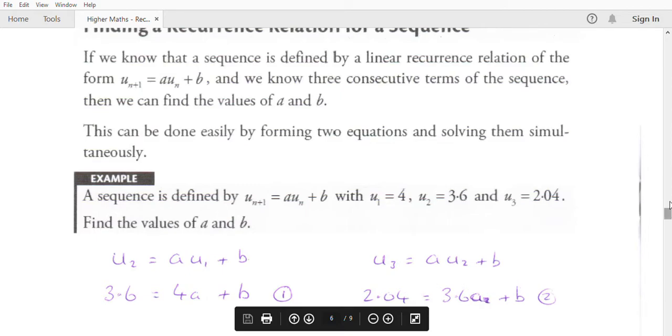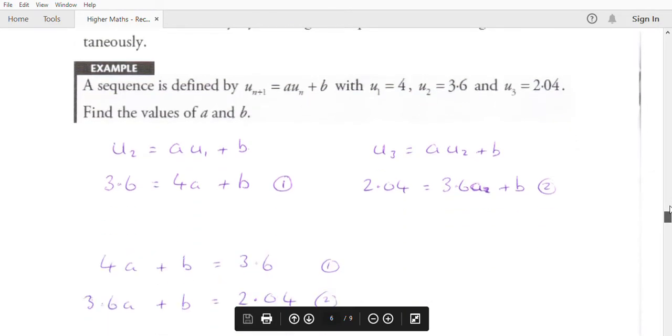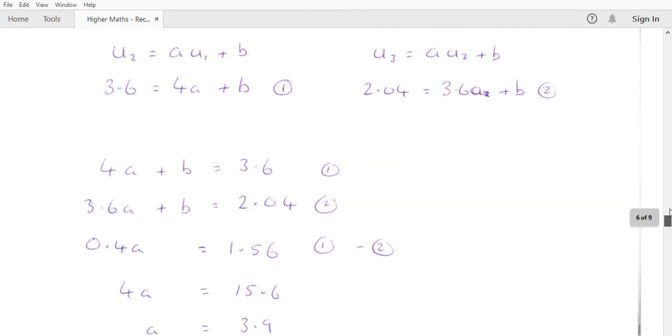So now we need to use our simultaneous equations knowledge from National 5. We have a pair of equations in a and b, and we're going to calculate the values of a and b. So 4a plus b equals 3.6. I'm writing it with the letters on the left hand side because you guys are used to having the simultaneous equations set up in this way. So 4a plus b is 3.6, and 3.6a plus b is 2.04.